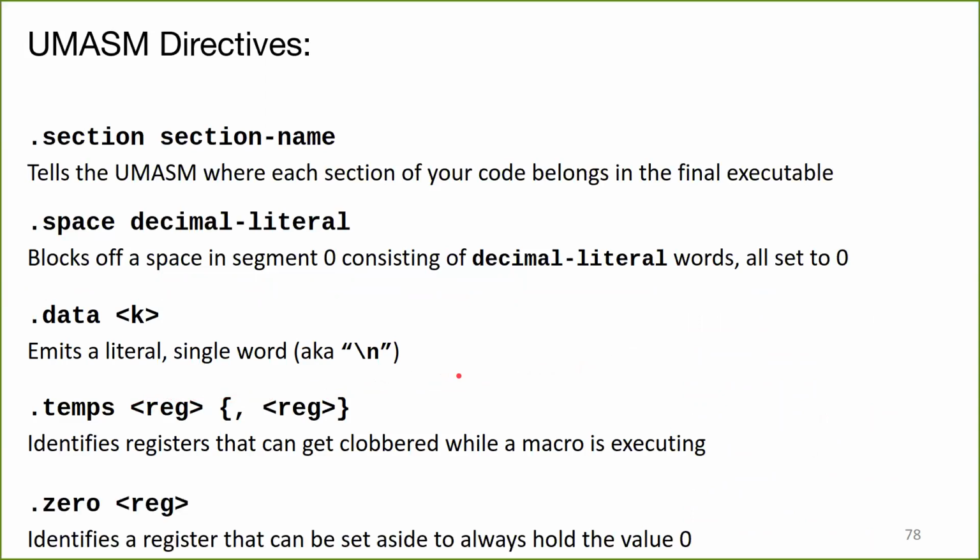And finally, the zero directive specifies 1 register that should always hold the value 0. This last one sort of acts like a promise to the assembler and helps it issue instructions that need to access segment 0 all the time. We're going to cover these a lot more in detail next time.